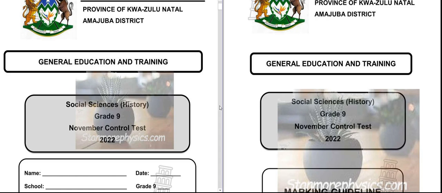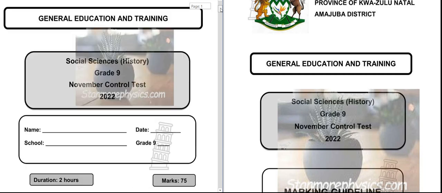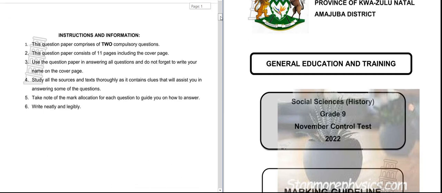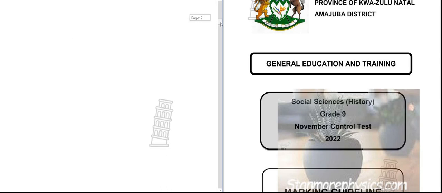Going to our question paper, we start with the instructions and information, where it reads that this question paper comprises two compulsory questions, which means we have to answer all the questions in this question paper. We have only two questions and they are compulsory. Moving on to the first part of our question paper.